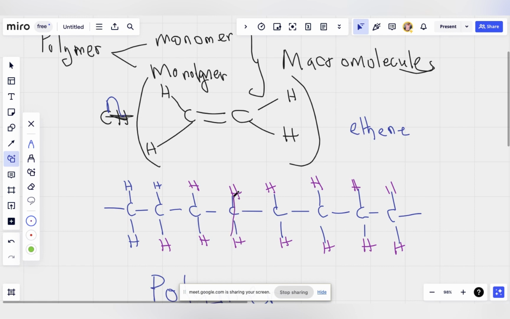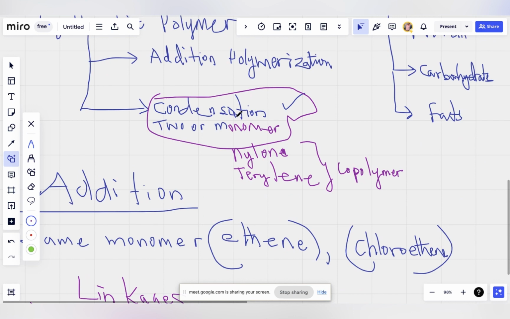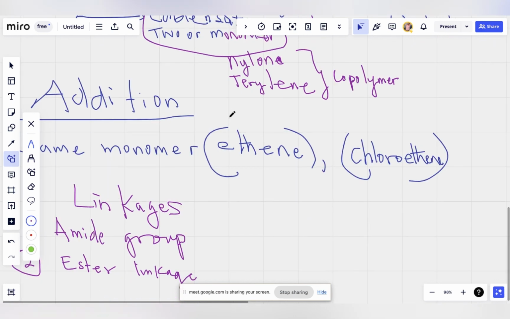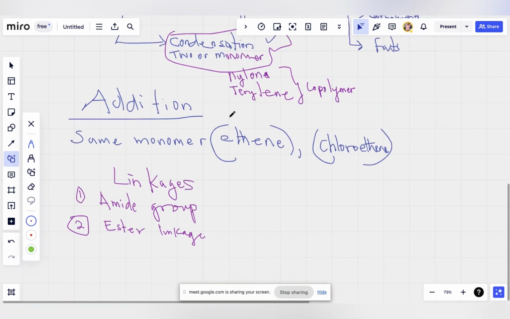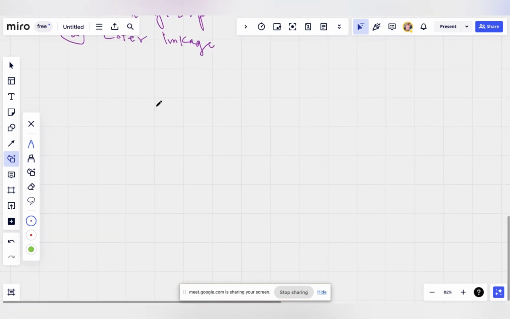But in this case, if I just want to show a single unit and I don't want to show everything, I can just draw the ethene like this. I put my N here, like it's being multiplied by N. You can put the hydrogen if you so wish.